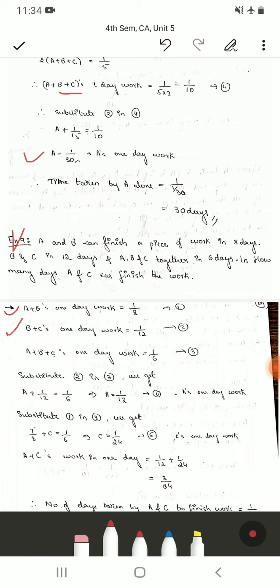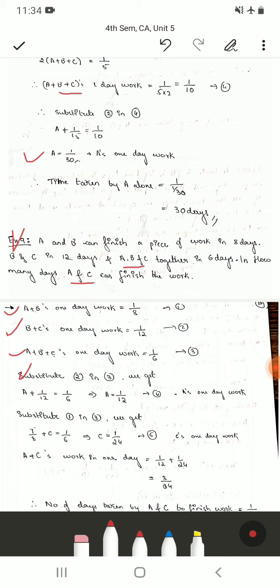B plus C's one day work is 1 by 12, and A plus B plus C, the work of all the 3 persons done together, is completed in 6 days. Therefore, A plus B plus C's one day work is 1 by 6. Now they have asked how many days are taken by A and C together to finish the work. We can do it in any way. The convenient way would be to find A's individual work, C's individual work, and then add both the individual works.